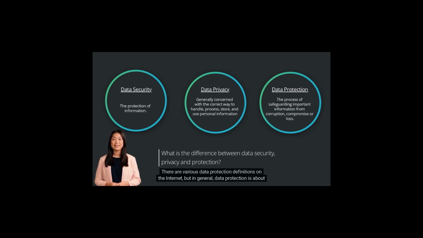There are various data protection definitions on the internet, but in general, data protection is about the proper handling, processing, storage, and use of personal data. It is about the rights of individuals with respect to their personal data. Data protection is about protecting important information from falsification, compromise, or loss. The importance of data protection is increasing as the amount of data created and stored is growing at an unprecedented rate. The use of technology to protect your systems, data, networks, and applications from cyber attacks is known as cybersecurity. A big part of data protection strategy, therefore, is ensuring that data can be recovered quickly after it has been damaged or lost.